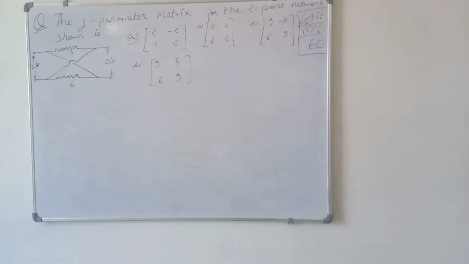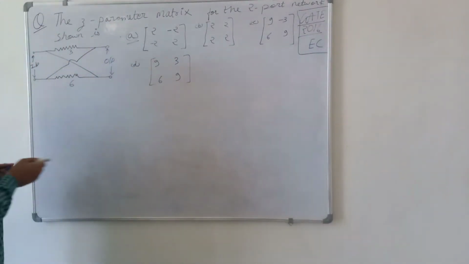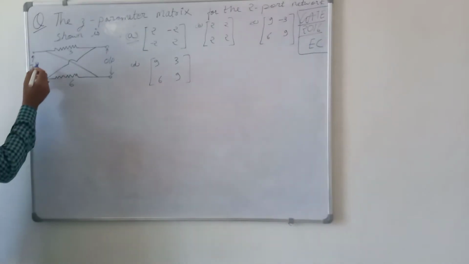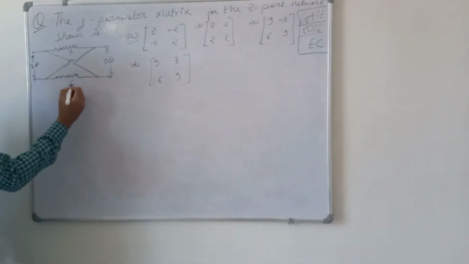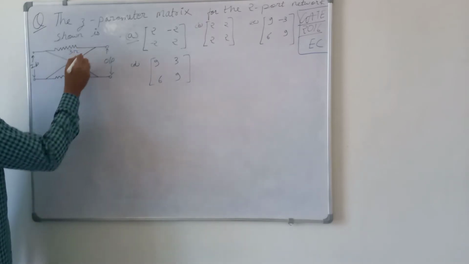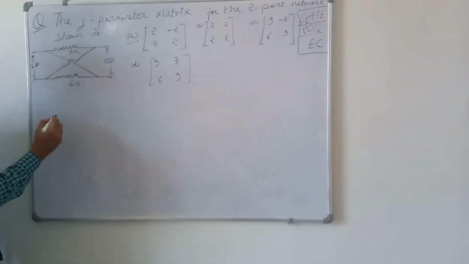In this video, we have to find the Z parameter matrix for this two-port network. This is a two-port network. This is a 3 ohm resistance. This is a 6 ohm resistor. So this is a lattice network, and we have to find the Z parameter matrix for this two-port lattice network. It is a question from GATE 2016 EC.